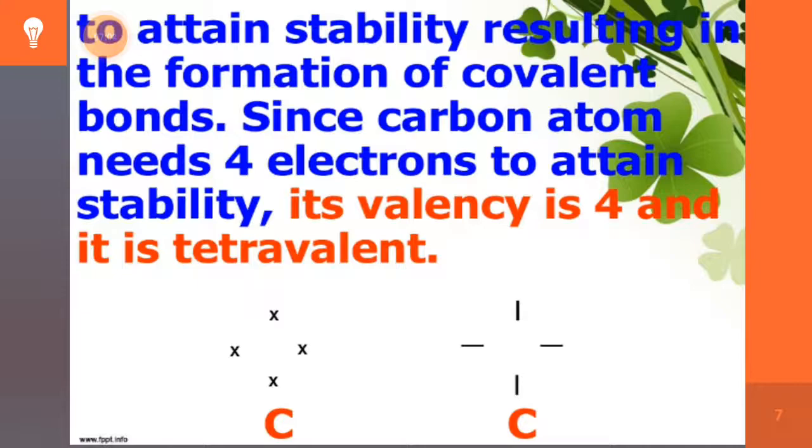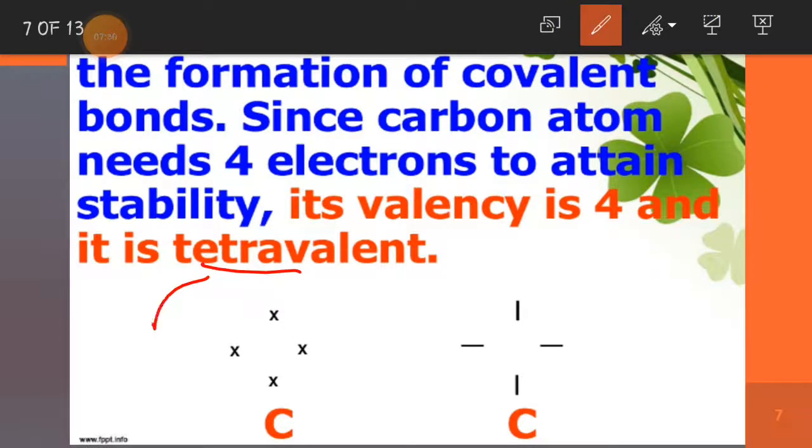We know that covalent bonds are formed by the mutual sharing of electrons. So carbon atom, instead of losing or gaining electrons, finds it more suitable to share its 4 electrons in order to complete its octet. Now, since carbon atom needs 4 electrons to attain stability, its valency is 4, and therefore it is also called tetravalent. Tetra means 4. So this means that carbon forms 4 bonds. You have to remember or memorize that carbon forms 4 bonds.